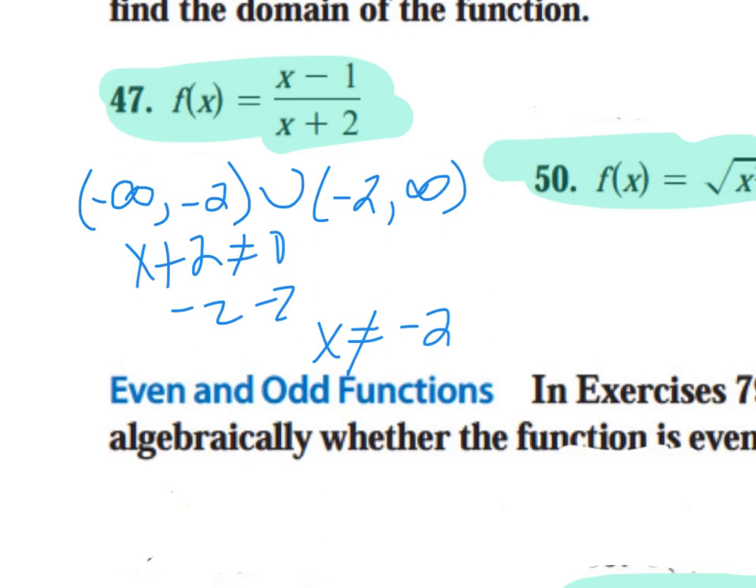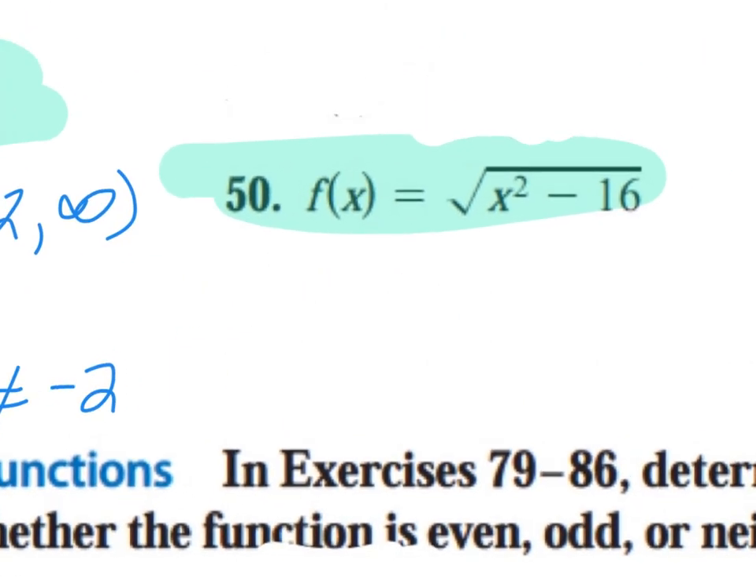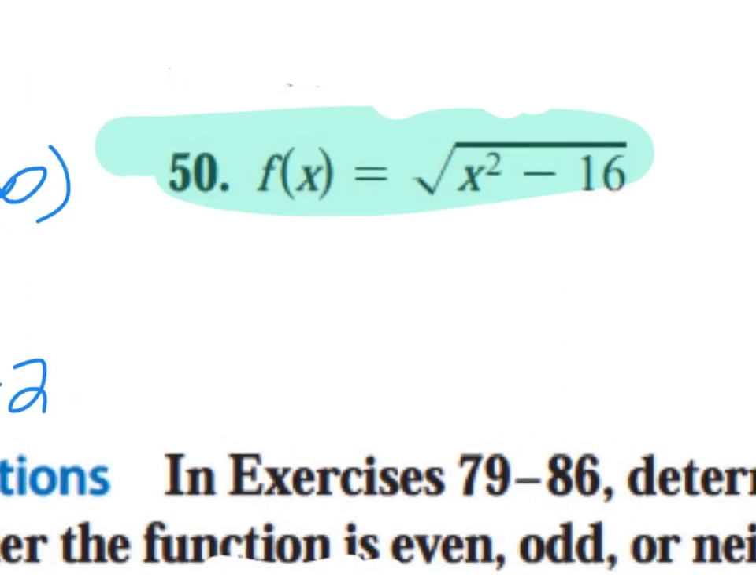Okay, but look at 50. What's the problem with 50? It's under an even root. Is it in a denominator? No. So all you have to do is say, okay, this has to be greater than or equal to 0, correct? So how do I get that square root to go away? Square both sides, good.